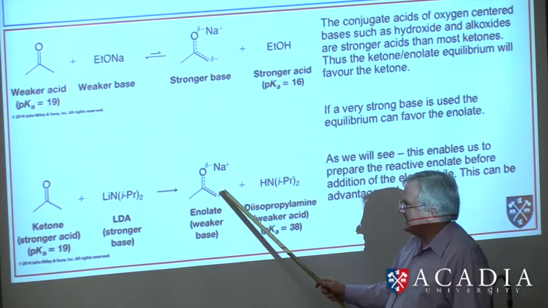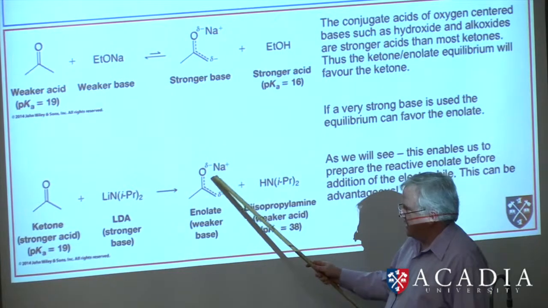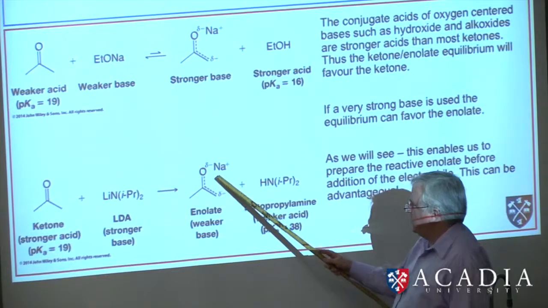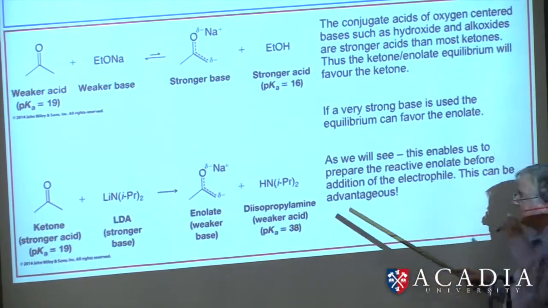It's just going to sit as the, that should be a lithium, by the way. I got this from the publisher because we use lithium diisopropyl amide. This should be a lithium enolate. I'll try and fix that.